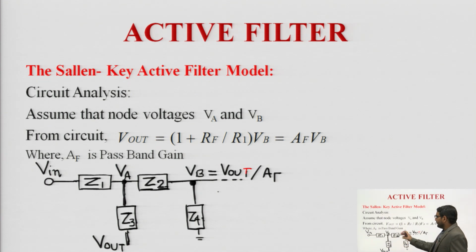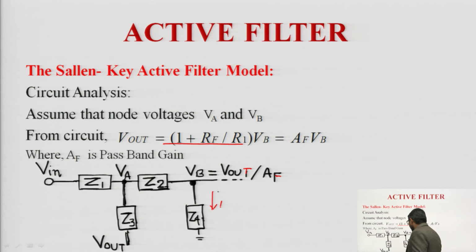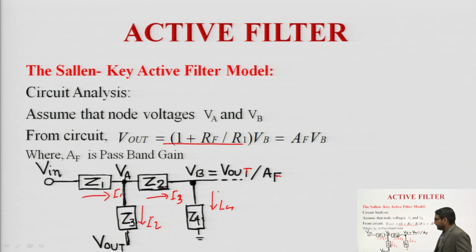Okay. So, V out equals 1 plus RF by R1 times AF, as we discussed in the previous slide, where AF is the pass band gain of the filter, and VV is V out by AF. Let us give the branch currents: this is I4, this is I3, this is I2, and this one is I1.